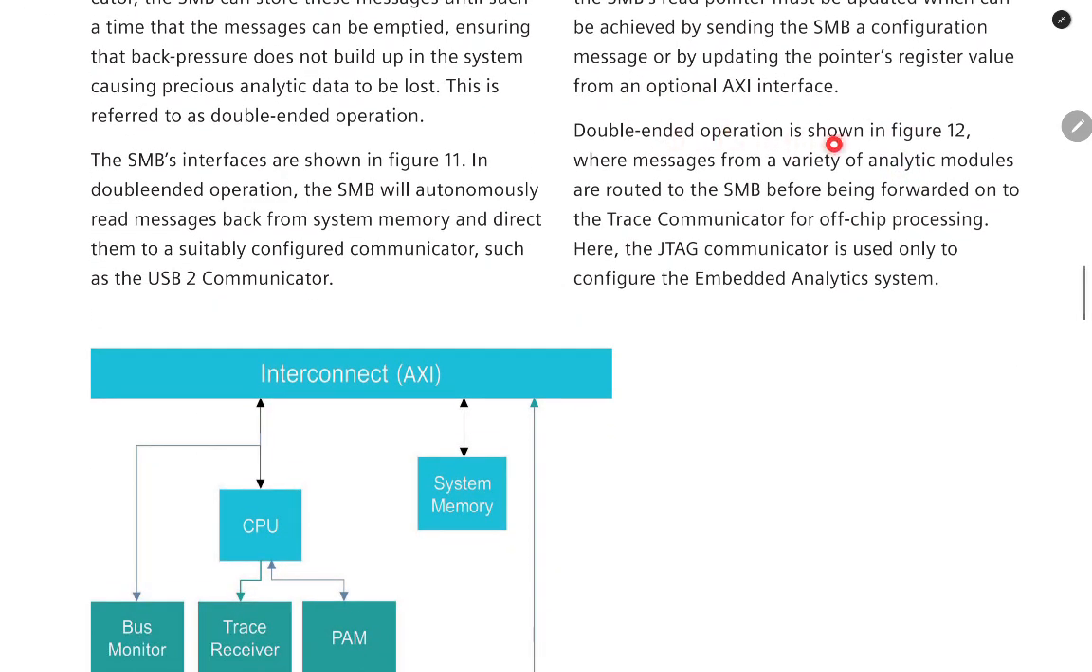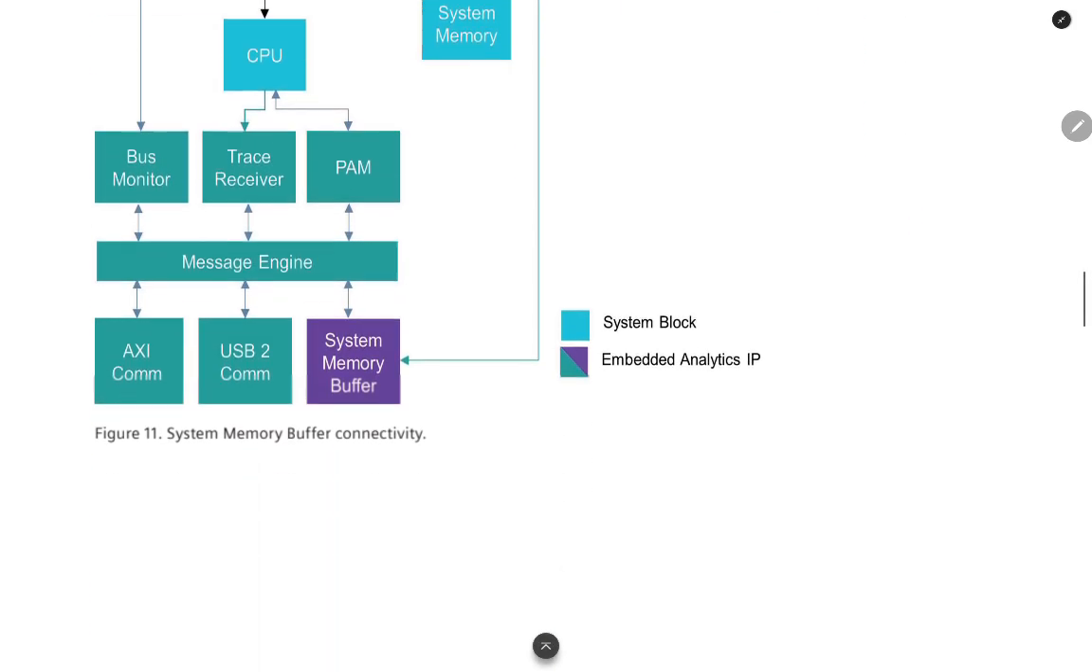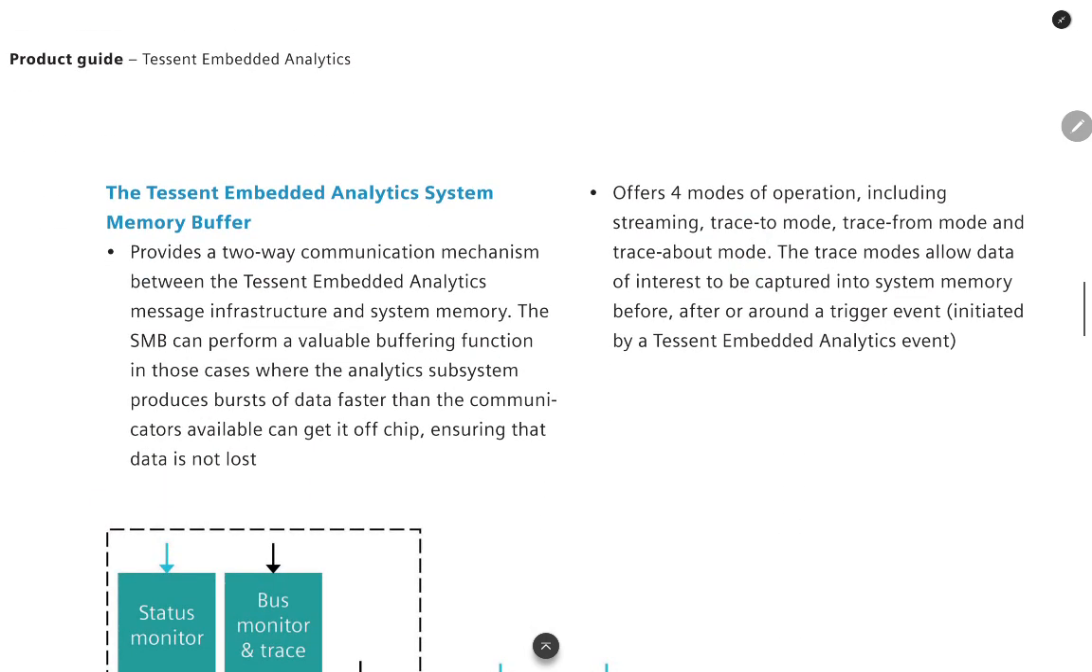Double-ended operation is shown in Figure 12, where messages from a variety of analytic modules are routed to the assembly before being forwarded onto the trace communicators for off-chip processing. Here, the JTAG communicator is used only to configure the Embedded Analytics system. So the Tessent Embedded Analytics System Memory Buffer provides a two-way communication mechanism between the Tessent Embedded Analytics message infrastructure and a system memory.